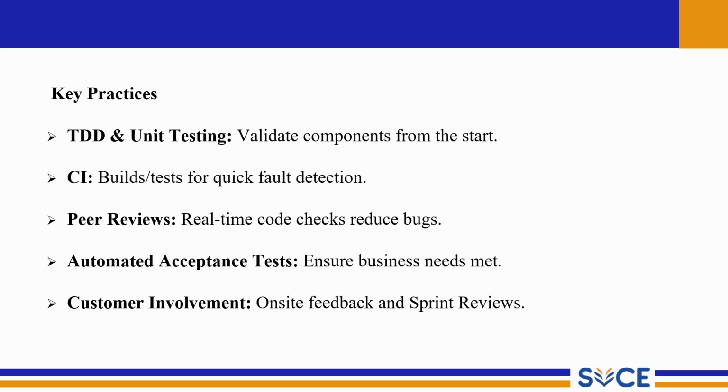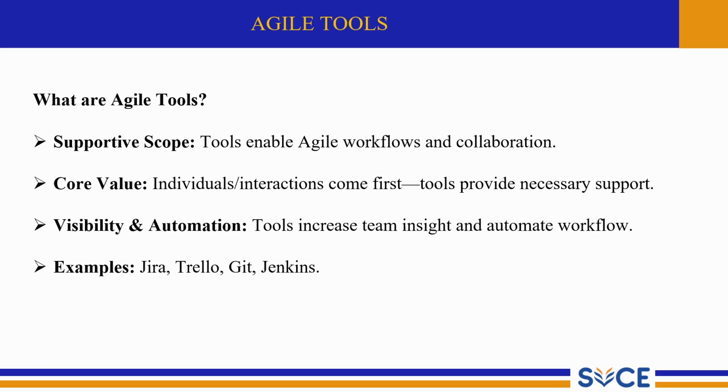Next one is the key practices. Test driven development and unit testing validate components from the start. So using both, we can validate from the start itself. And then CI builds the test for quick fault detection. Peer review and real time code checks reduce the bugs. Next, automated acceptance tests ensure the business needs are met. Customer involvement, on-site feedback, and sprint reviews.